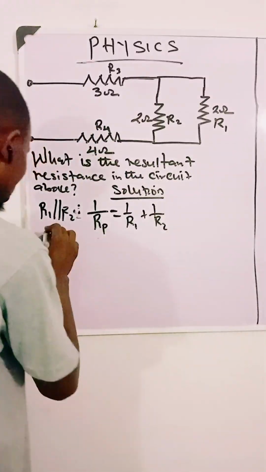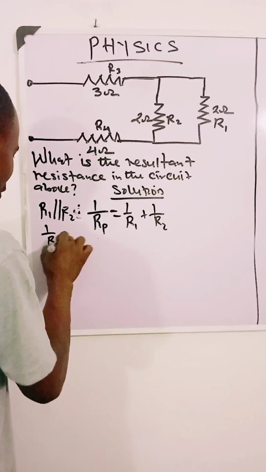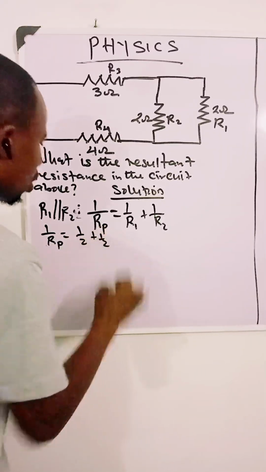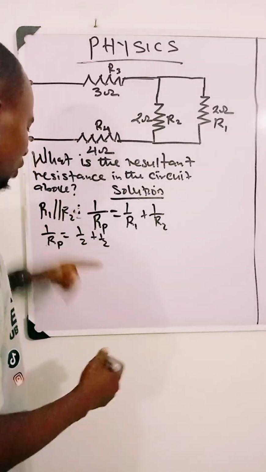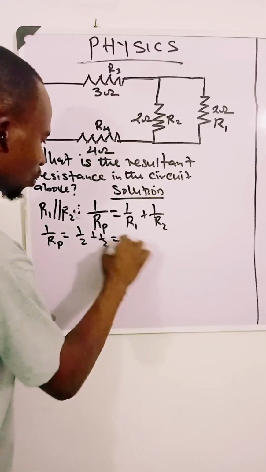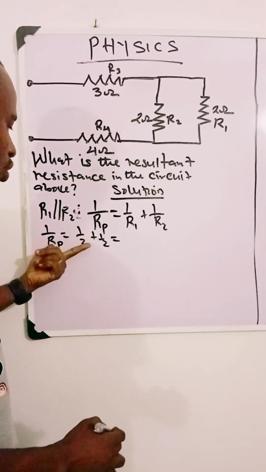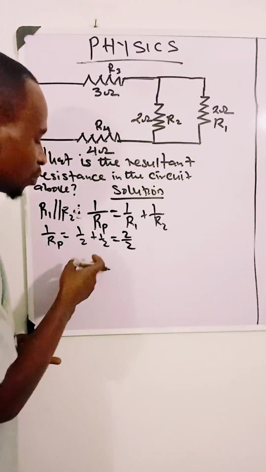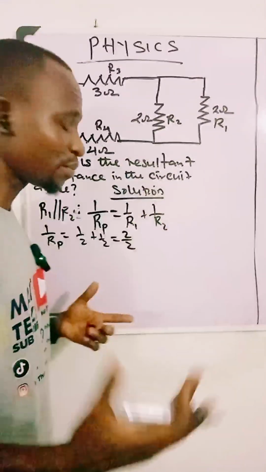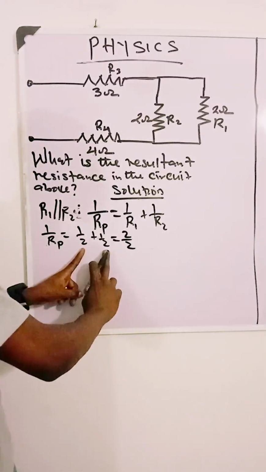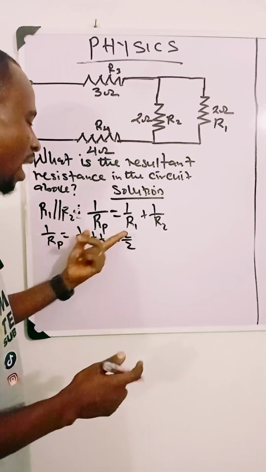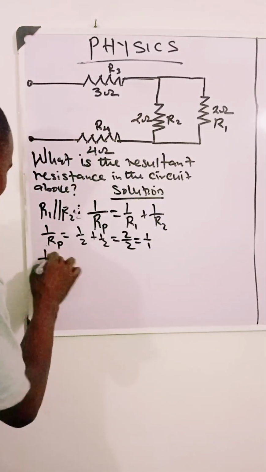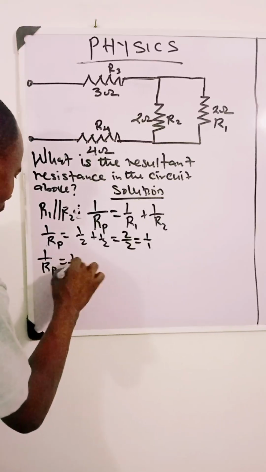So what I'm going to have is 1 over Rp, that is R parallel, is equal to 1 over 2 plus 1 over 2. A very simple fraction we are going to solve here. 1 over 2 plus 1 over 2 gives me 2 over 2. Just find the LCM, which is the same thing as 2. In a very simple way, if the denominators are the same, you keep the denominator and add the numerators. So I'm going to have 1 over 1, right? So my R parallel, that is Rp, is equal to 1 over 1.